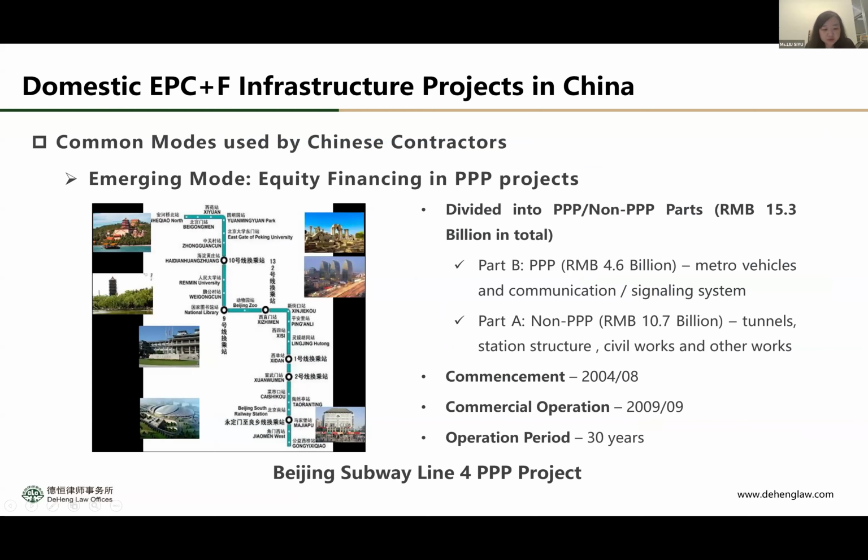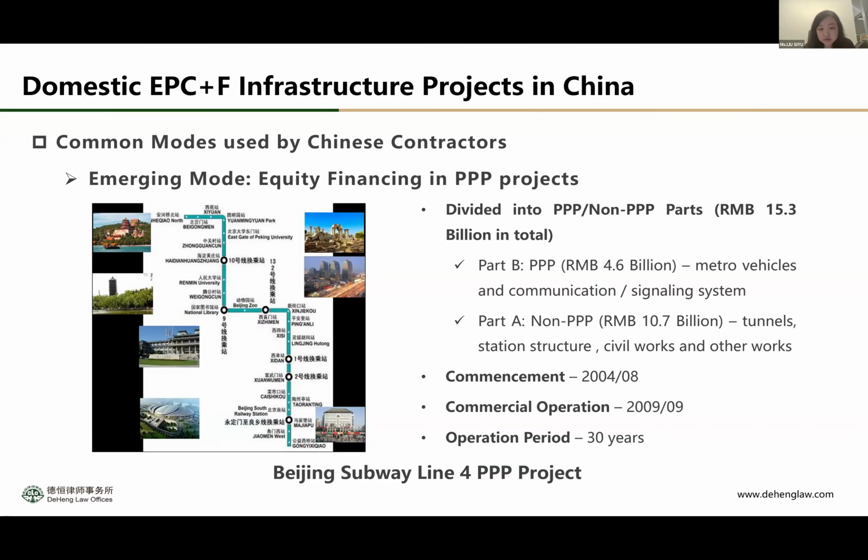Although technically they're not contractors, this mode is widely used for many other projects. I think right now probably there are more than 30 or 40 metro projects using a similar mode. So it's a pioneer project. I will introduce it to show how it works.